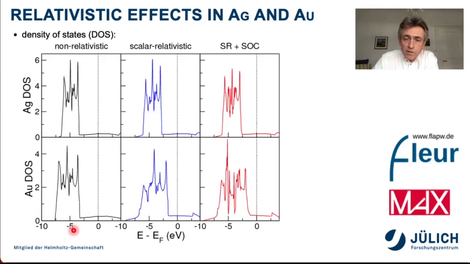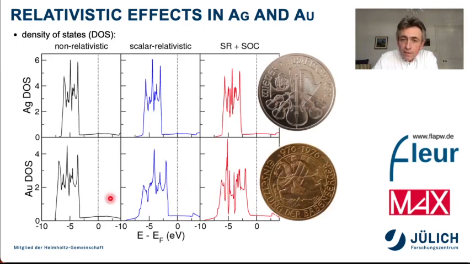Now, if you include scalar relativistic calculations, then you see that the gold D band shifts up more than the silver D band and gets additionally broadened. And the spin orbit coupling then just adds a little bit more fine structure to the density of states of the d electrons, as you can see here. And this shifting up in the scalar relativistic calculations here accounts for this difference in color between silver and gold, as you know it from normal metals.